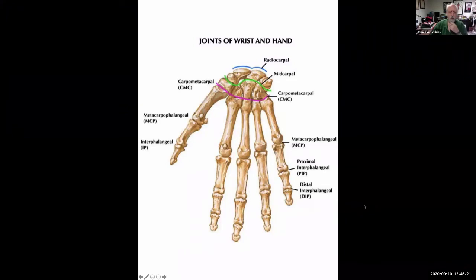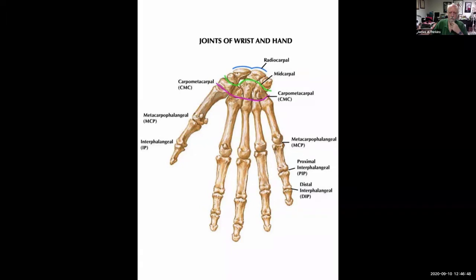The next joint in the wrist is actually called the midcarpal joint. And this really isn't just one joint. It's actually a whole series of joints between the bones in the proximal row of carpals and the bones in the distal row of carpals. The 8 carpal bones are arranged into 2 rows, so that there are 4 carpals that are more proximal, closer to the forearm, and 4 bones that are more distal, farther away from the forearm.